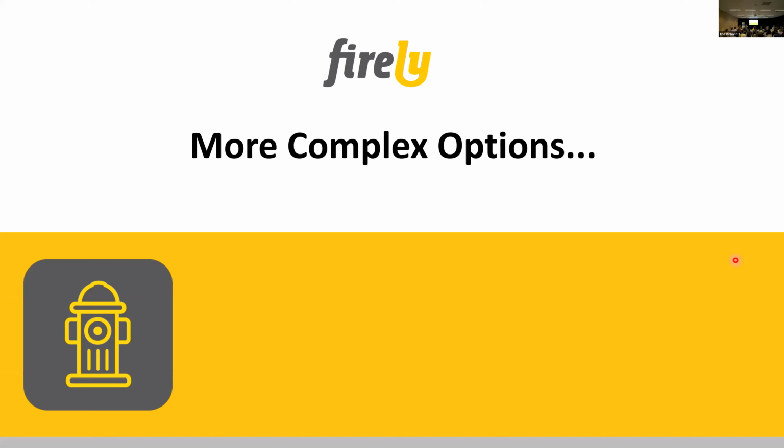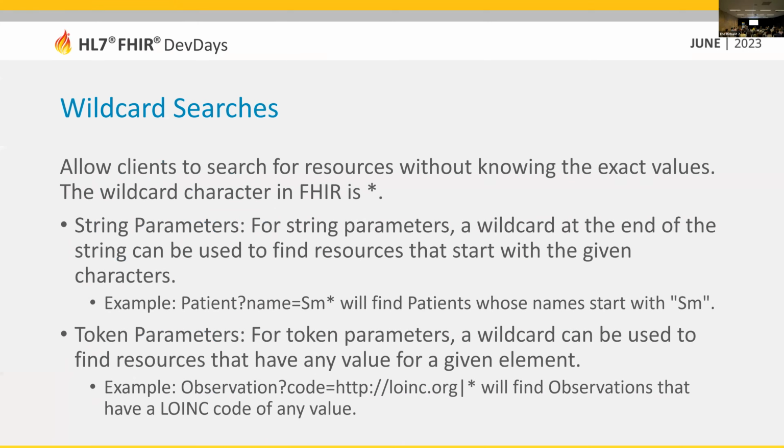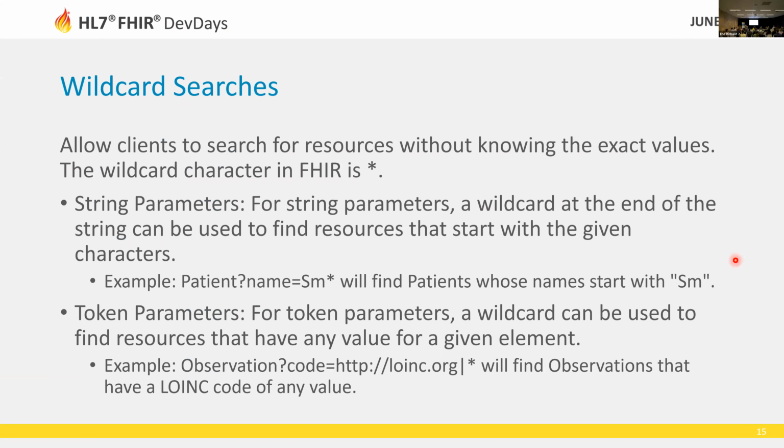Let's talk about a little bit more complex options here. Wildcard searches. We do have a wildcard character in FHIR, which is the asterisk sign. So for string parameters, if you do something like patient where name equals SM star, this will find me patients whose names start with SM. If you do something like star SM, it will find me the names which end with SM, whatever is there at the front.